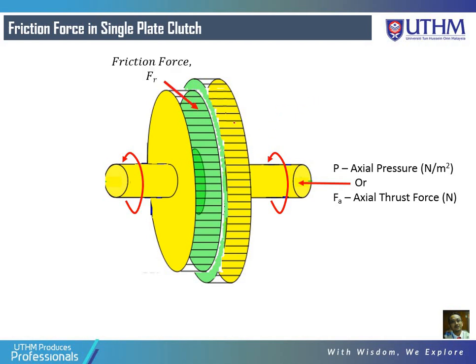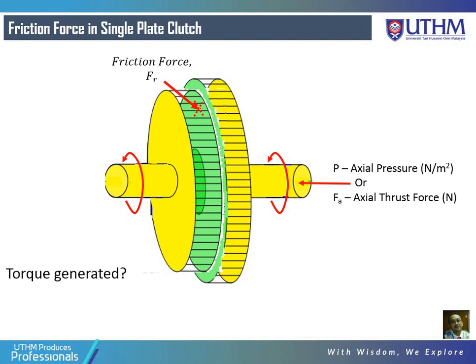At the same time, when both discs are rotating, of course there is a frictional force between the two discs, because friction force is in the opposite direction of the movement. So we will talk about the torque generated. How much torque is generated from this engagement?